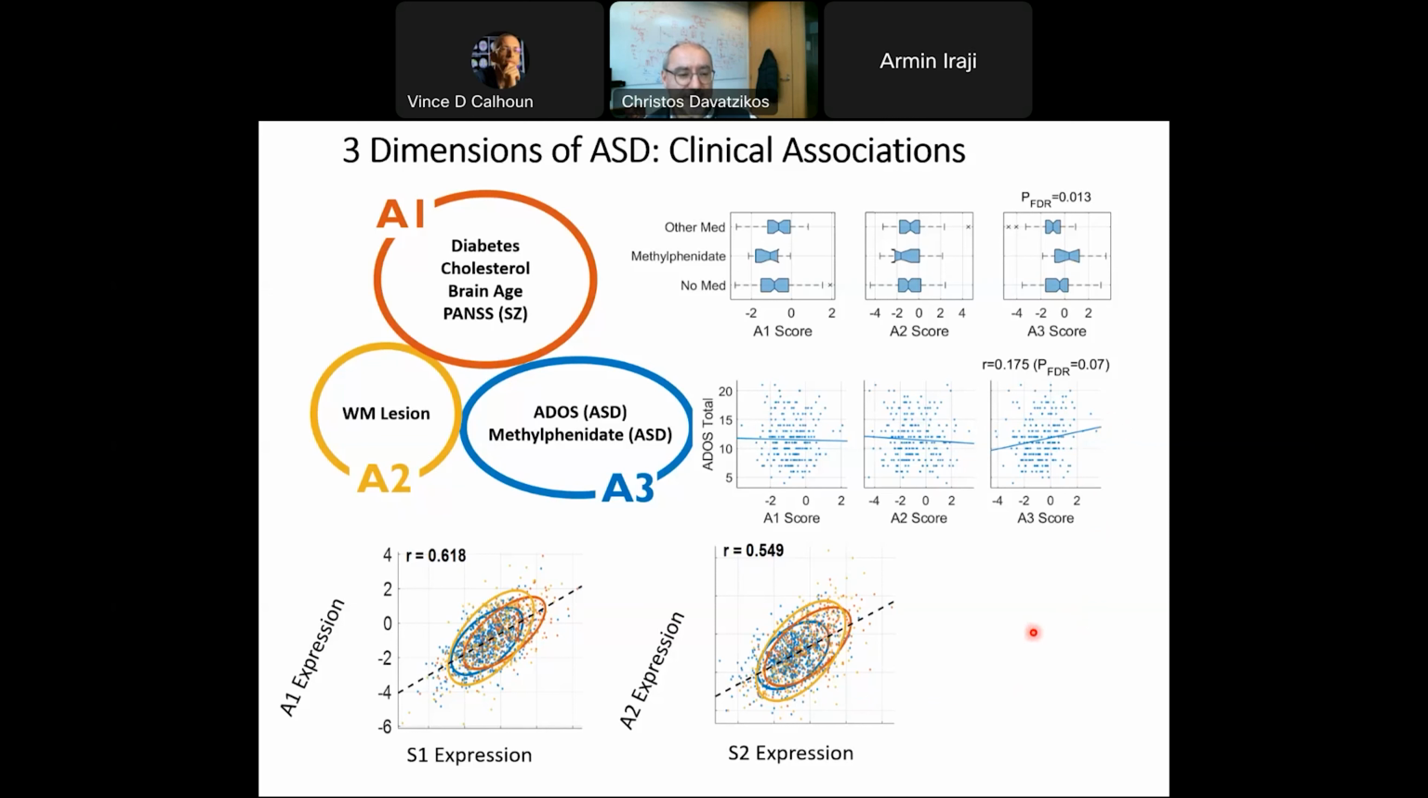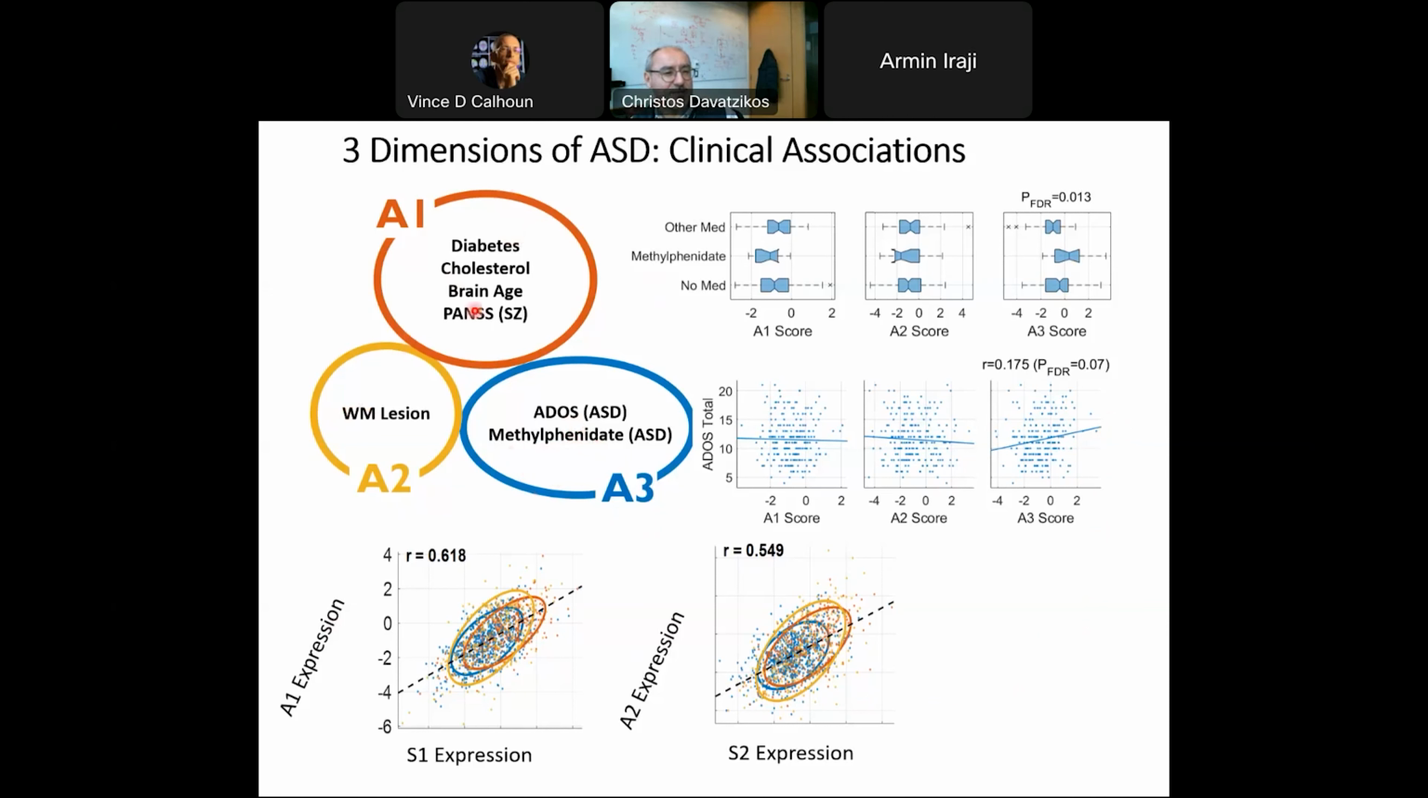So that indicates again that A3 was also the only one that showed significant correlation with medications. So the conclusion was that A3 was the more typical ASD signature, and A1 and A2.